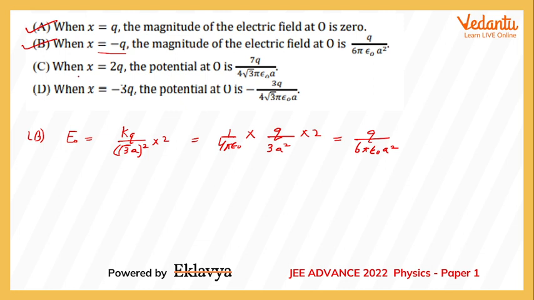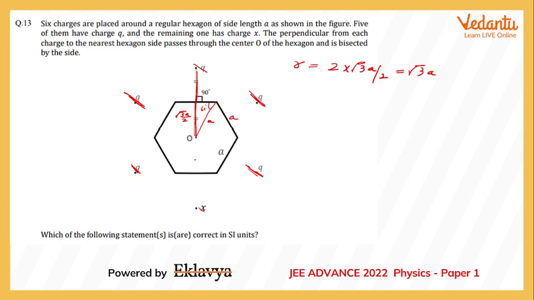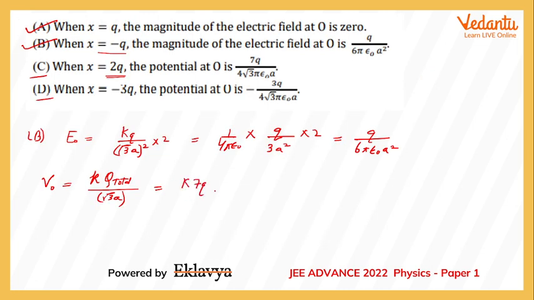Now option C says that when x equals 2q, the potential at O. Option C and option D both talk about potential at point O. Potential at point O will simply be written as k into the total charge divided by the distance root 3a, because all the particles are equidistant from center O, so we can directly just use the total charge. So if we are checking option C, if x equals 2q, then apart from x there are 5 other charges, so total charge will become 7q. So it will become 7q divided by 4 root 3 pi epsilon naught a, which is again what is given in option C, so it is correct.